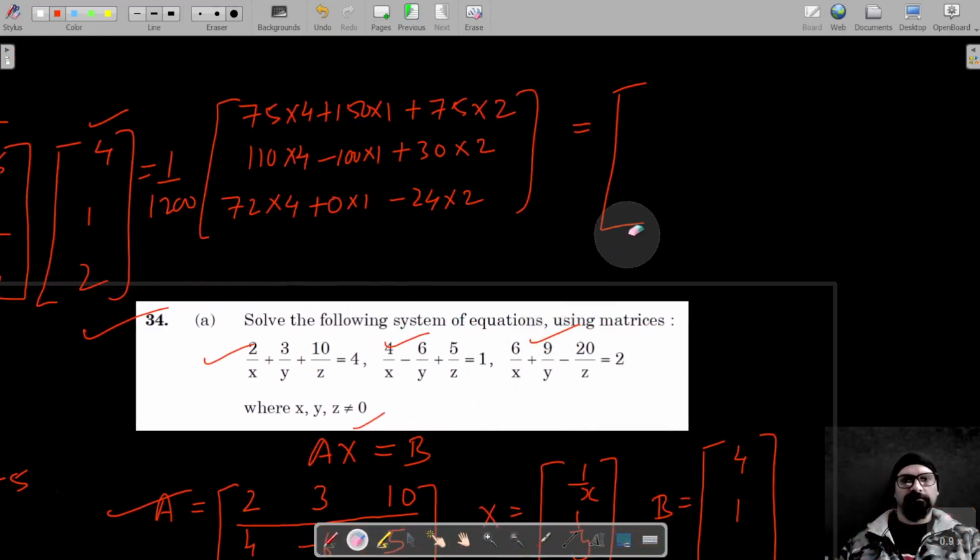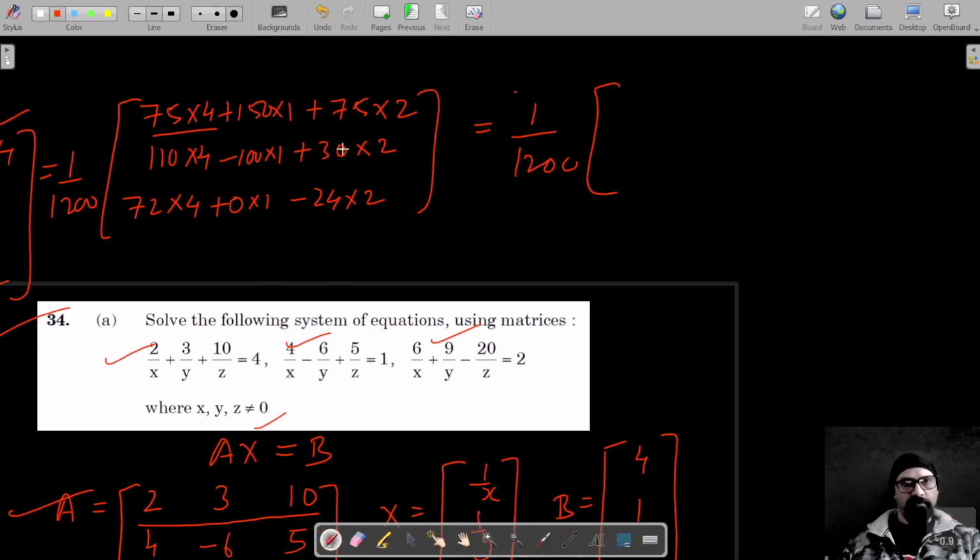So this is now 1 by 1200. 75 into 4 is 300, plus 150, plus 150. This is 110 into 4, which is 440, minus 100 plus 60. 72 into 4 is 288, plus minus 2 into 24, which is 48.